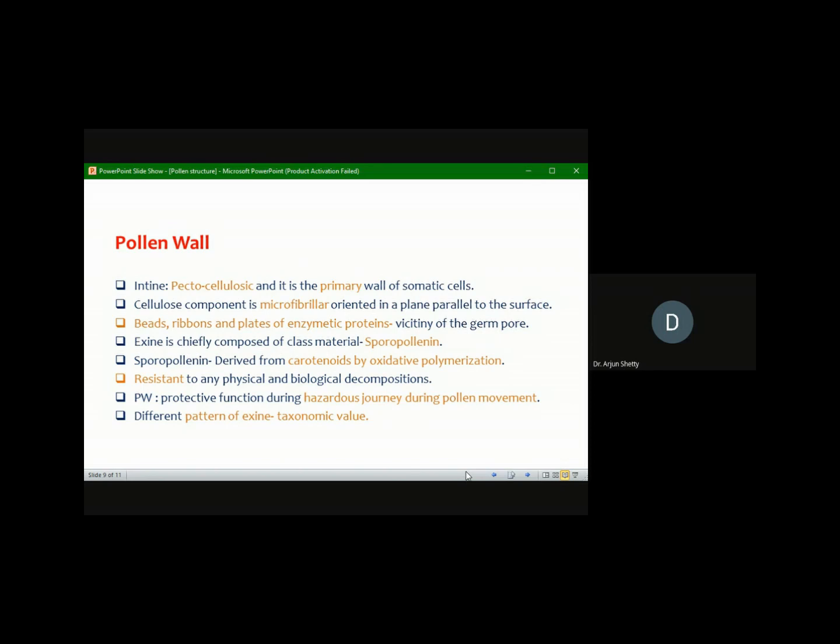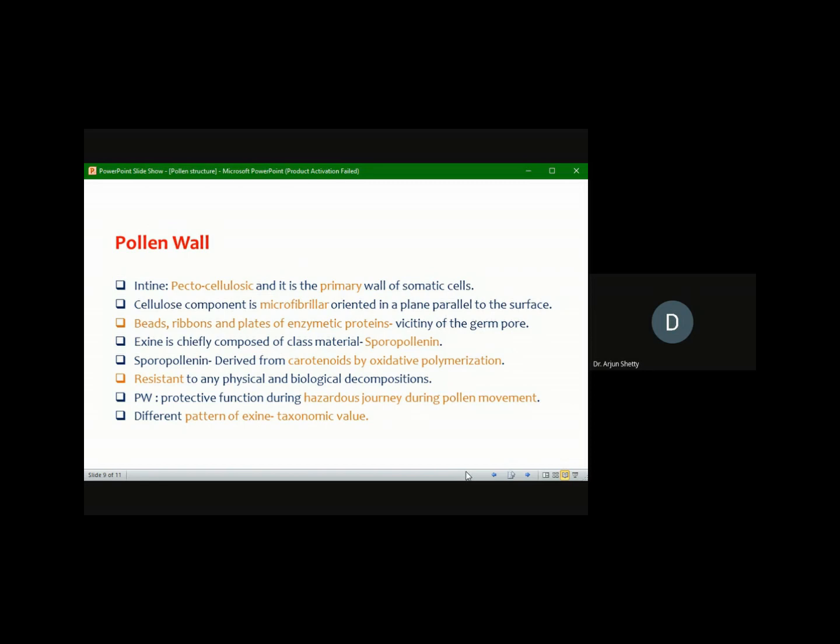Sometimes, because of some adverse condition, the cellulosic component or pollen wall or germ pore may look quite tough. At that time, if enzyme release is less, it is quite difficult. All enzymes, we already know, need the substrate and enzyme to get attached to each other. Only when there is optimal agglomeration will we see the breakdown of the substrate. Similarly, the bead-like, ribbon-like, and plate-like structures release different types of proteins or enzymes, and they are available near the germ pore.